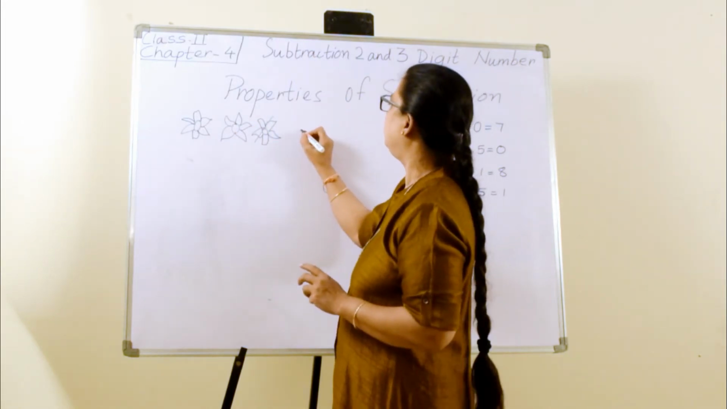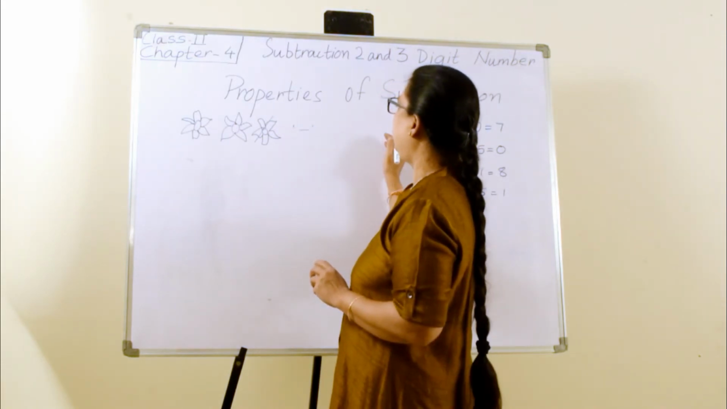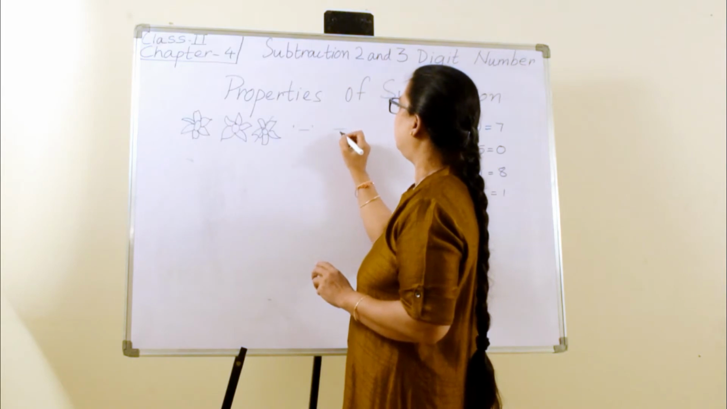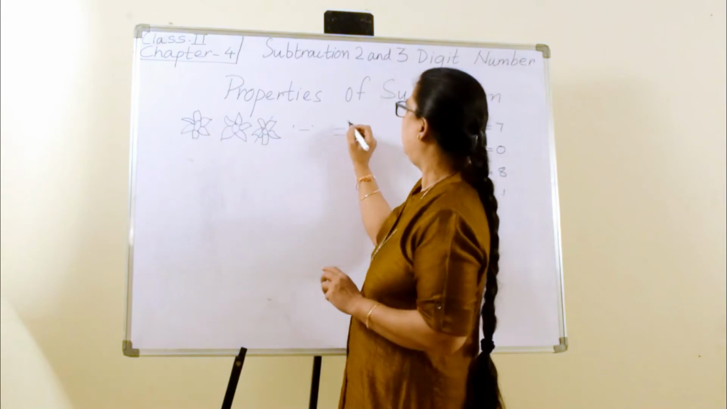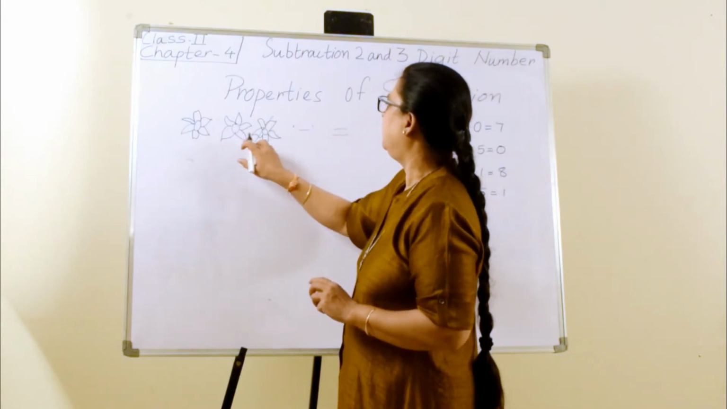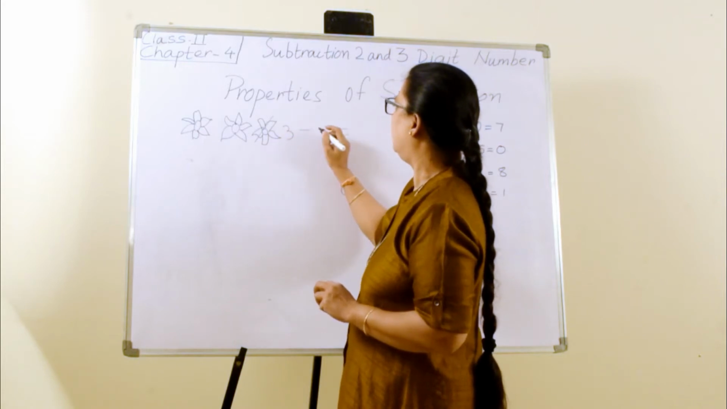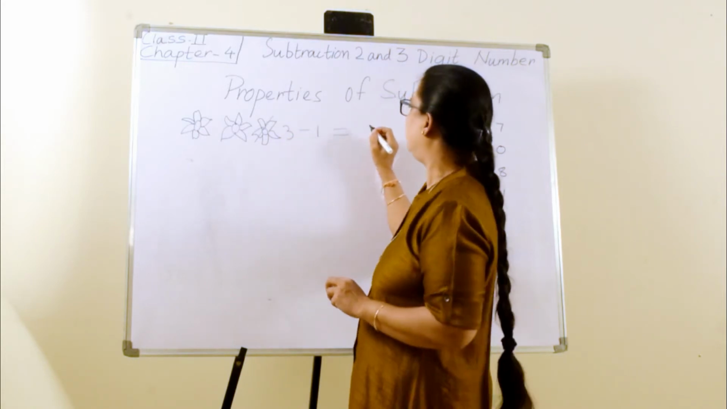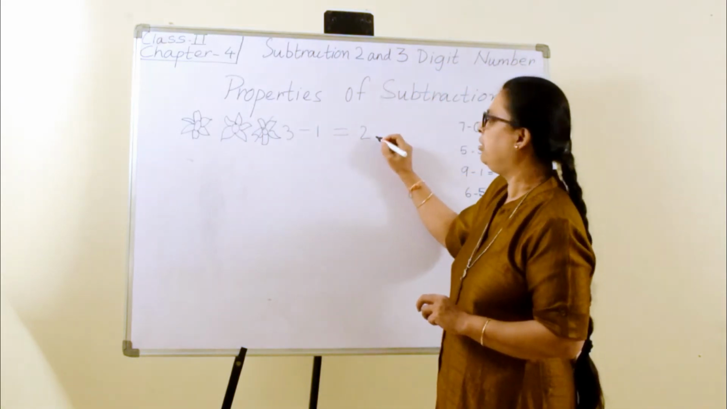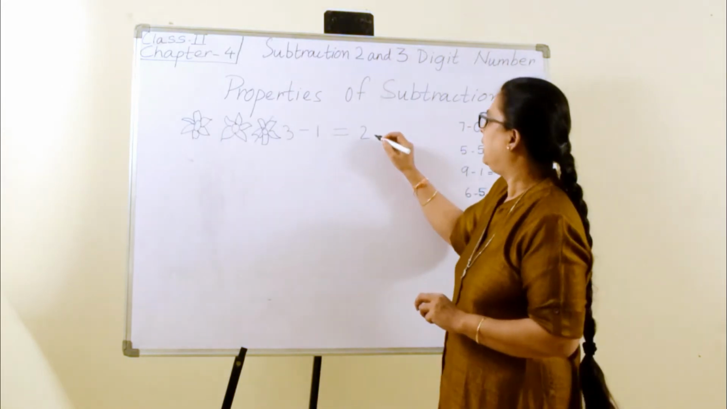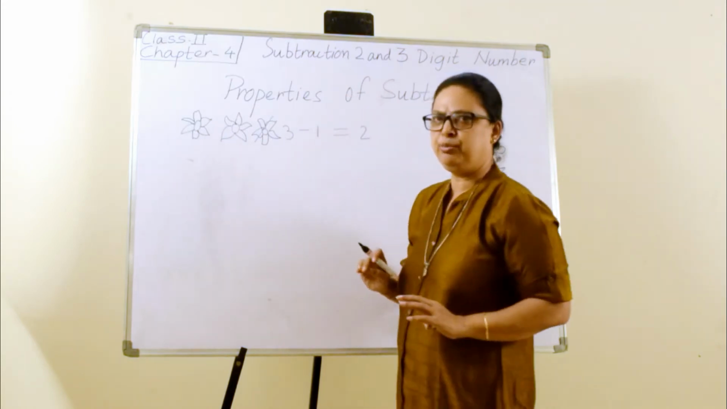And the symbol that we use in subtraction is minus. This is called minus. And when we write the answer, we put a symbol here called is equal to. So this same thing we can write as 3 minus 1 is equal to 2. Now this 2 is also called difference. What is it called, children? The answer is called difference. So this is the basic concept which you have learnt in your previous class.